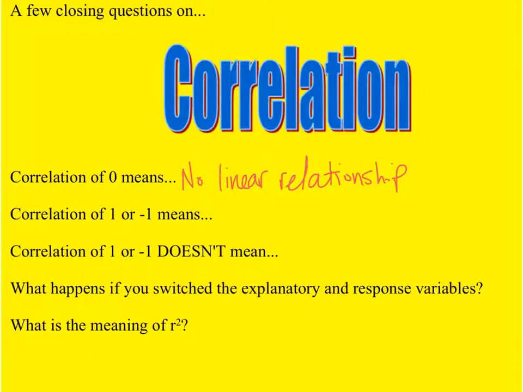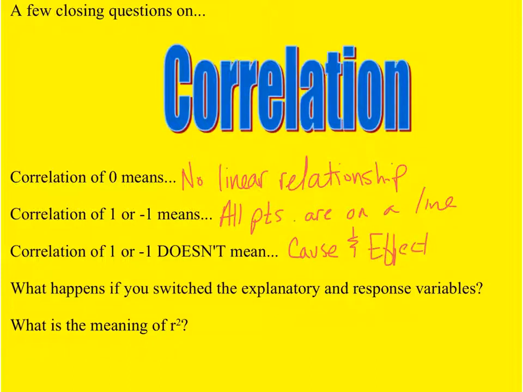A correlation of 1 or negative 1 means that all the points are on the same line. Of course, with positive 1, it would be a line with a positive slope, and negative 1 would be a line with a negative slope. But a correlation of 1 or negative 1 does not mean we have a cause and effect relationship. All it means is that the points are linear.